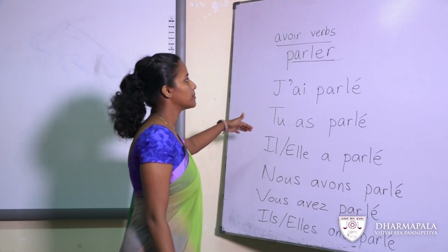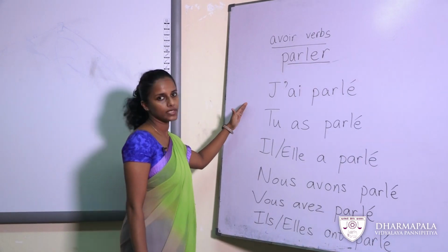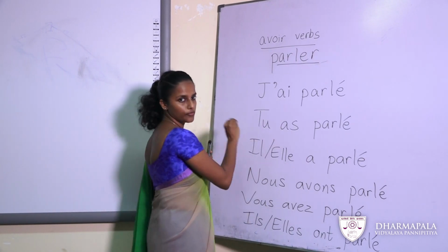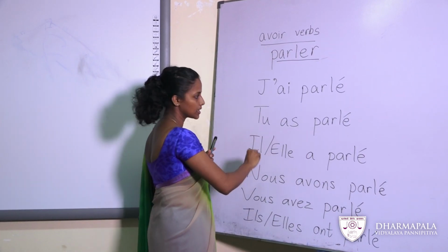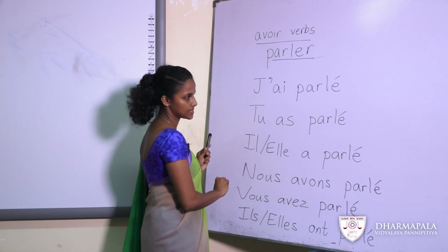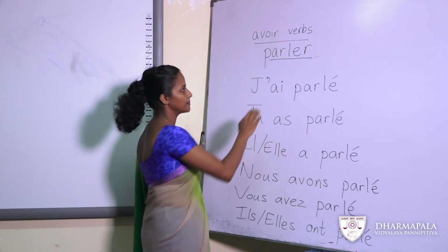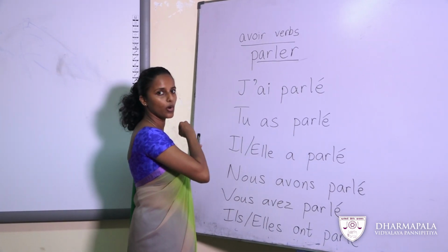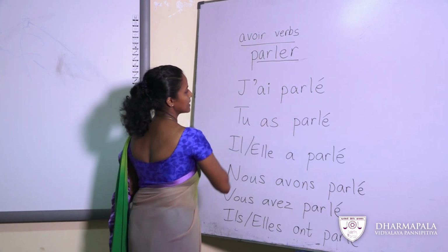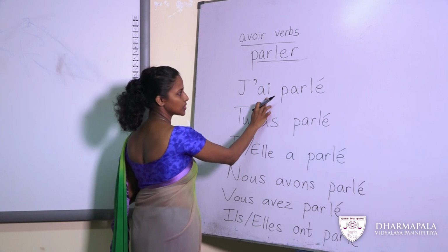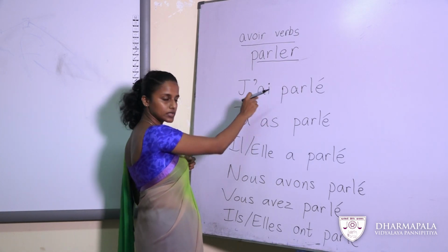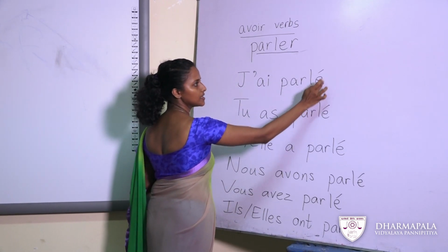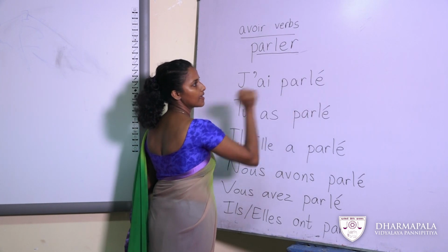Here's an example for an avoir verb. This is how we conjugate an avoir verb in passé composé. To form the passé composé, we conjugate avoir or être in the present tense plus the past participle of the verb. The verb is parler, to speak. This is how we say I spoke: j'ai parlé. Here it's very simple. We have conjugated avoir in the present tense, and you all know how to conjugate verbs in the present tense. This is an ER verb, so we have cut off the R and added the accent.